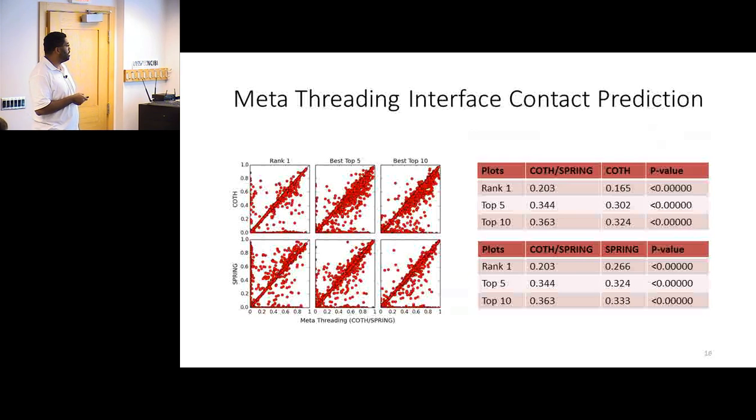What you're seeing here is, we have Koth and Spring now on the y-axis, and our combination-based method on the bottom, where we run both of them and we re-rank the templates from each list. And so here is rank 1, the best in top 5, and the best in top 10. What you can see is we can select the best models from both of these within the top 10 and cover the original individual searching programs.